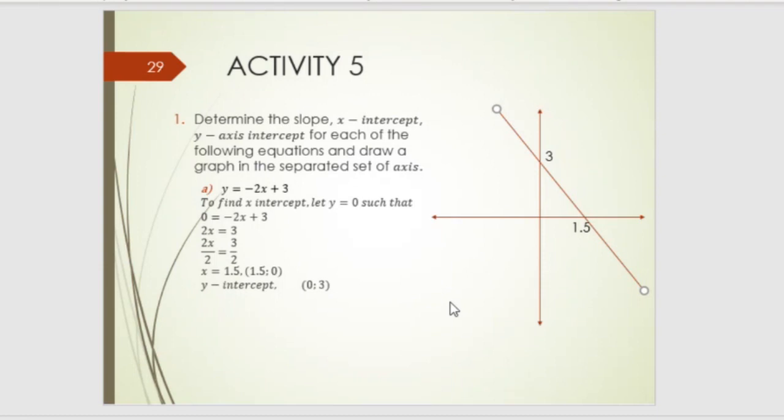Can you see now a line that is going down, showing you that it's a descending line? So it will go down like this. These points here, this point is 0 and 3, whereas this one here is 1.5 and 0. So this is how you draw this graph.